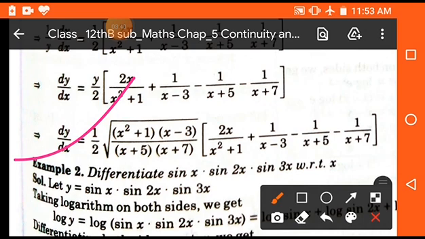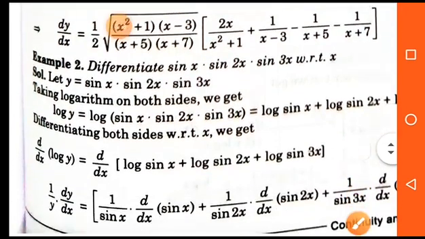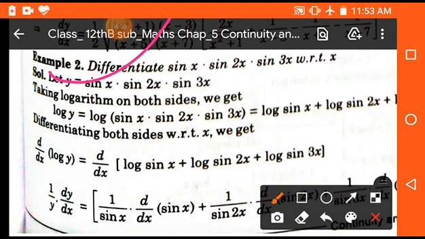So you see here, with the help of the logarithm function, you can easily solve complicated questions, and if you solve this question by another method, then you have some difficulties. Clear? Okay, students. Now take another example. Differentiate sin x into sin 2x into sin 3x with respect to x.